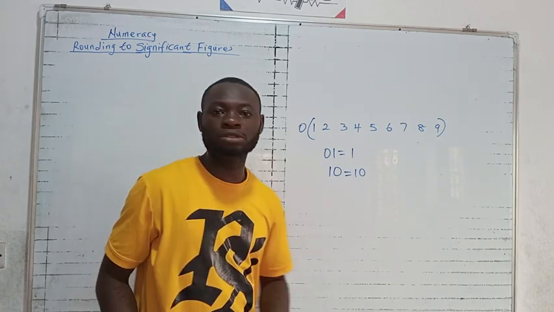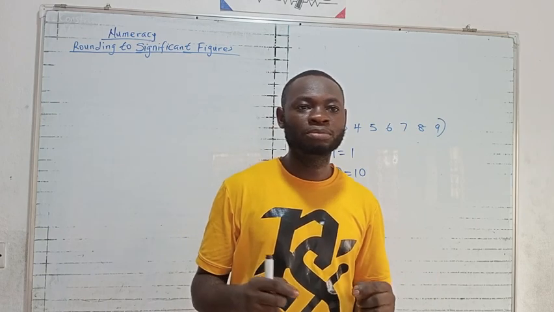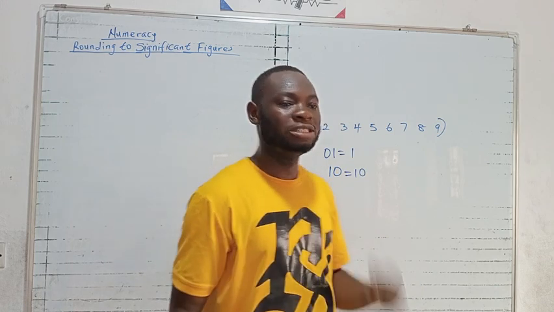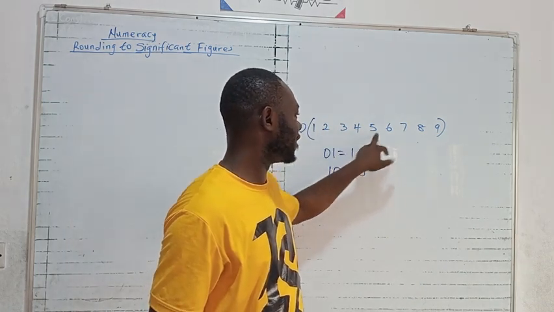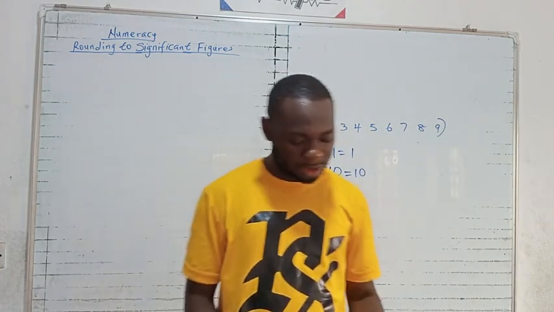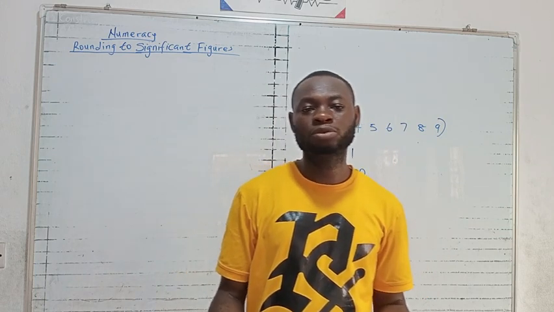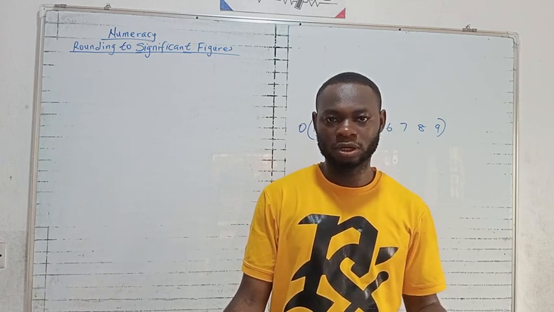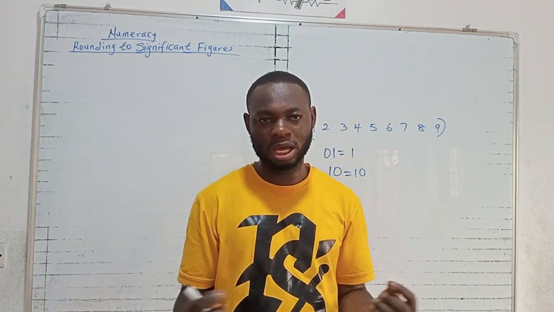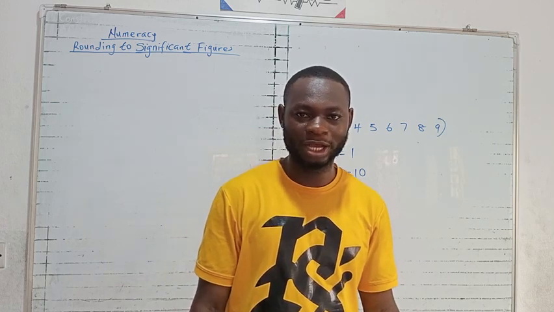When we talk about rounding to significant figures, we are counting the significant digits, and the digits we consider significant are 1, 2, 3, 4, 5, 6, 7, 8, 9 in the number. Now, in rounding to significant figures, we are going to consider certain types of numbers and how to round them. So let's solve some examples in order to have a clearer picture of what we are talking about.